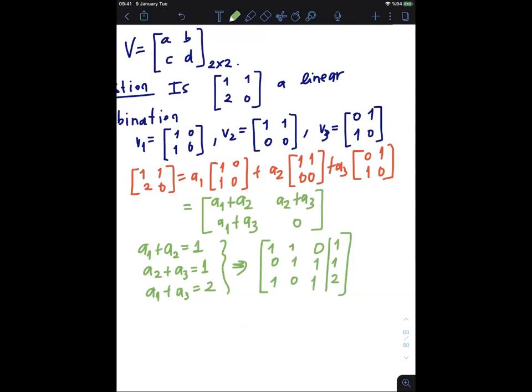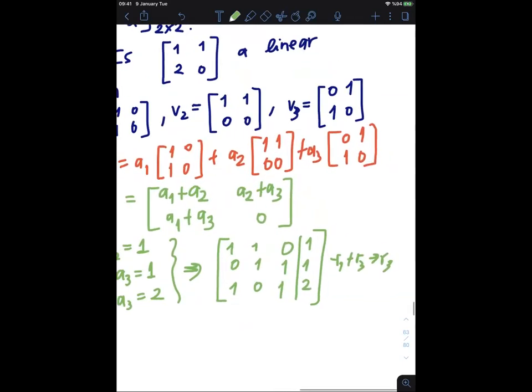So what we do is we reduce this matrix, right? We multiply the first row by -1 and add it to the third row and replace the third row with it, like this. So what do we get? We get 1, 1, 0, then 0, 1, 1, and then 0, -1, 1, and this is 1, 1, and 1.